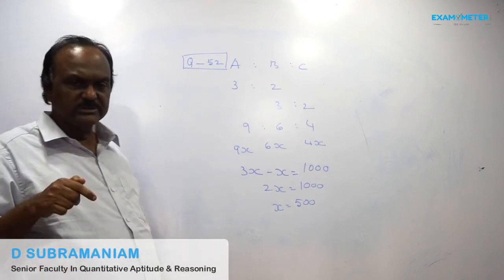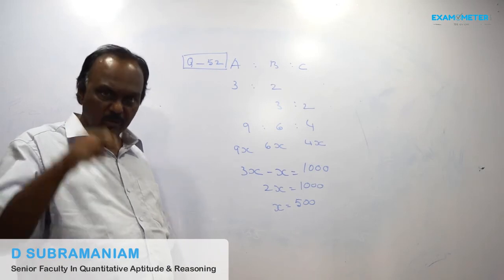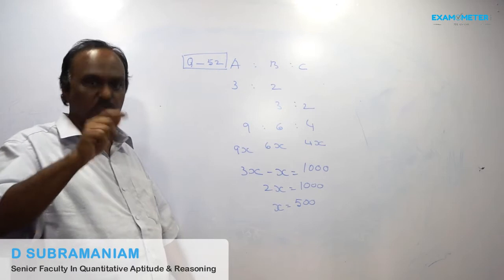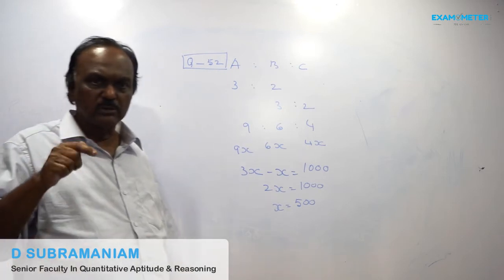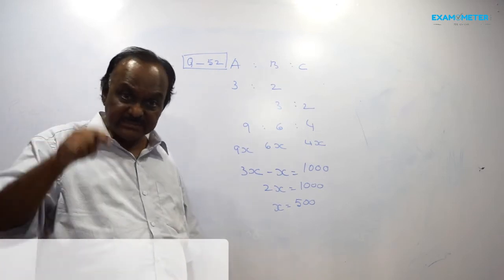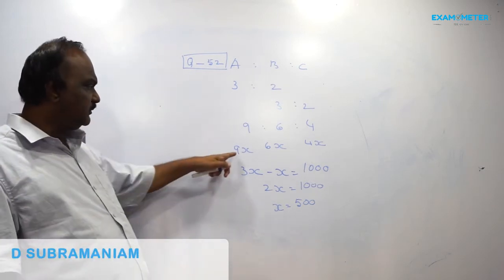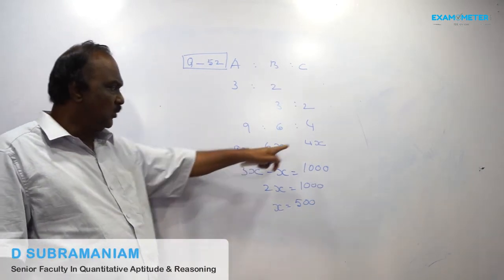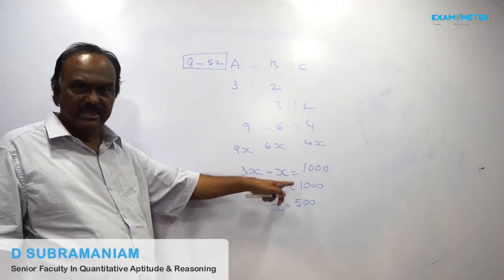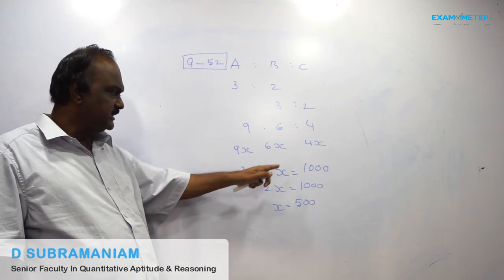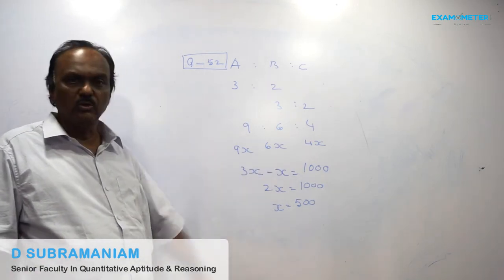Now the question says 1/3 of A's income exceeds 1/4 of C's income by 1000. 1/3 of 9x is 3x. 1/4 of 4x is x. Exceed, that means difference. So 3x minus x is equal to 1000. x is equal to 500.